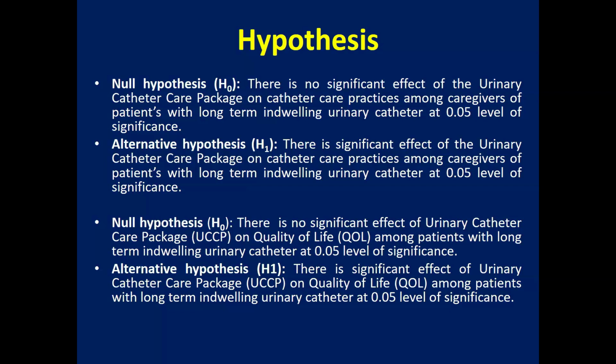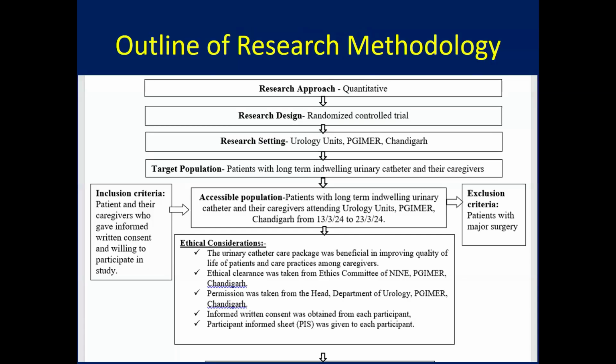We have to make null or alternate hypotheses according to our objectives. According to the number of objectives, if our objective is 1, we make one null hypothesis or a single alternate hypothesis. If our main objectives are 2, then we make 2 null hypotheses or 2 alternate hypotheses, and so on. So this is the outline of research methodology of an RCT. Number 1 is research approach. We know that this is a quantitative research approach.